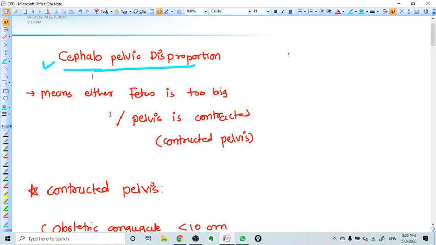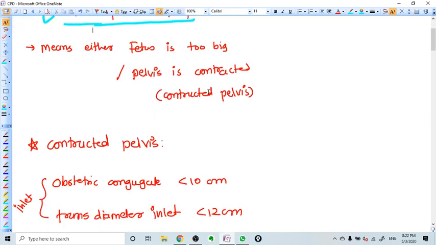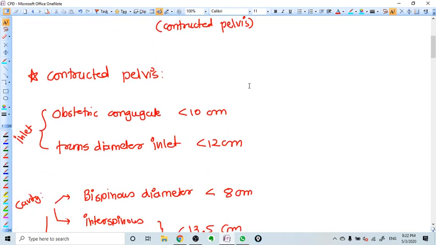CPD means cephalopelvic disproportion. The head of the baby is either too big or the pelvis is too small, so that the normal delivery mechanism cannot occur. It's called CPD. Now, there are two parts: either there may be a contracted pelvis or the fetus is too big. We are concerned about contracted pelvis here.